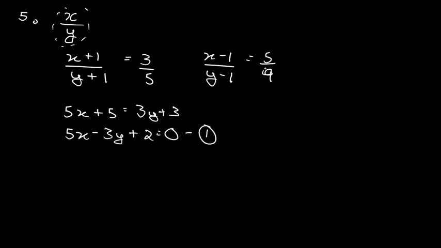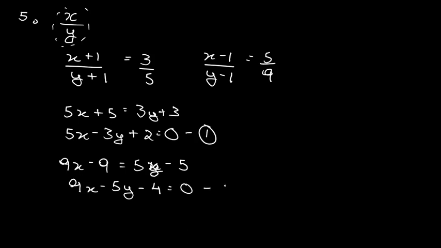Now, the second equation comes from this particular thing. We can just move this 9 over here. It will become 9x minus 9 is equal to 5y minus 5, which means the equation in simplified form will become 9x minus 5y minus 9 plus 5, and 9 minus 5 is 4, so it will become minus 4, is equal to 0. Let us consider this as equation number 2.